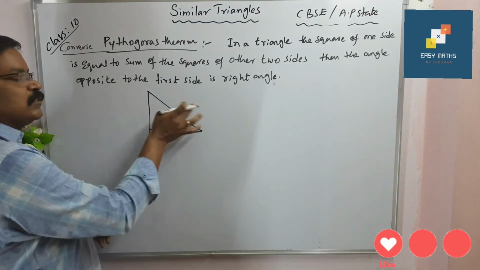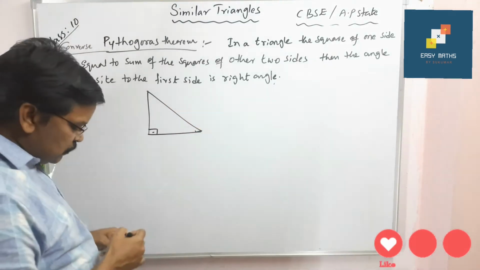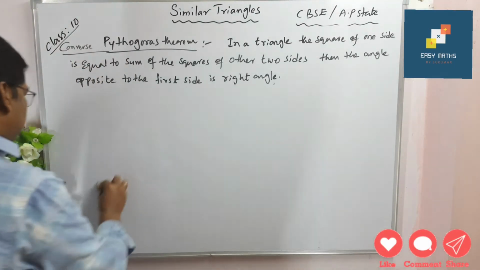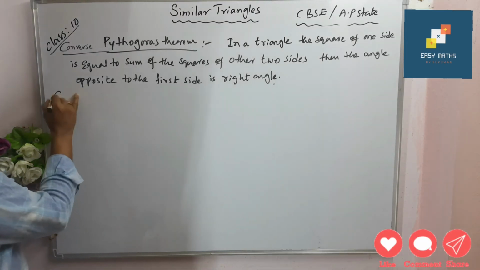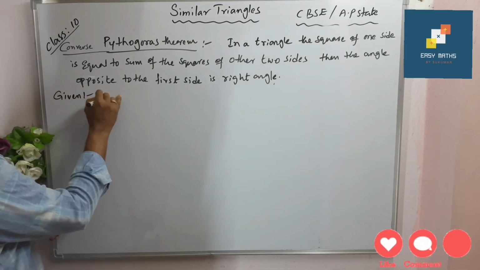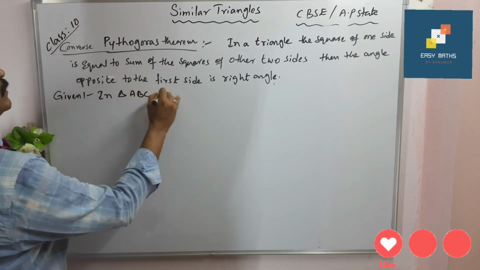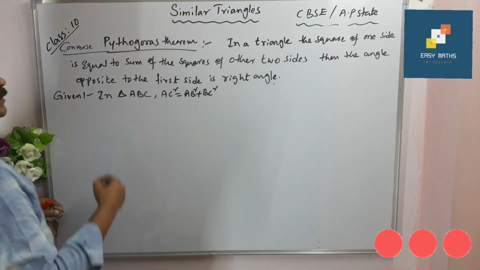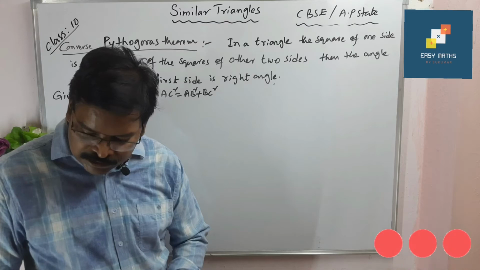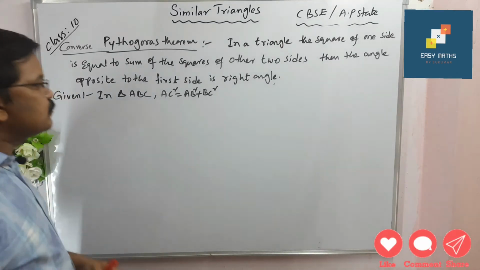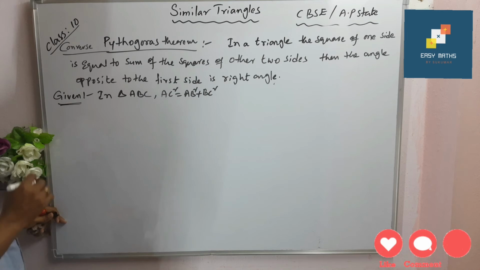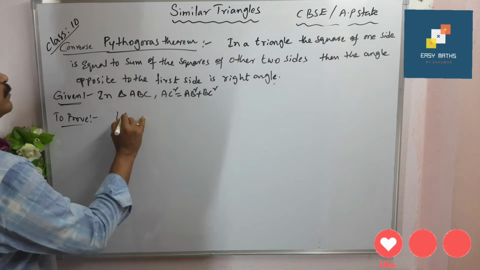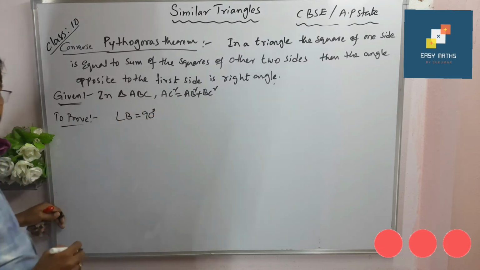then the sum of the squares of the other two sides is equal to the square of the hypotenuse. But here it is given that in triangle ABC, AC square is equal to AB square plus BC square. This is given in triangle ABC. So what is to be proved here? Angle B is equal to 90 degrees.